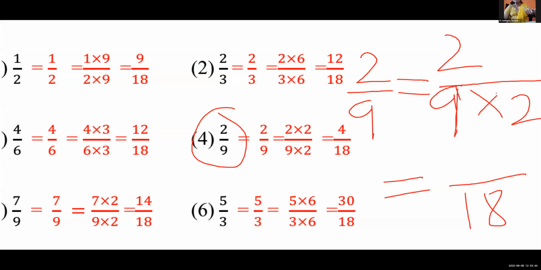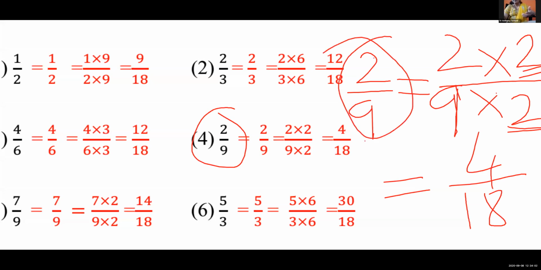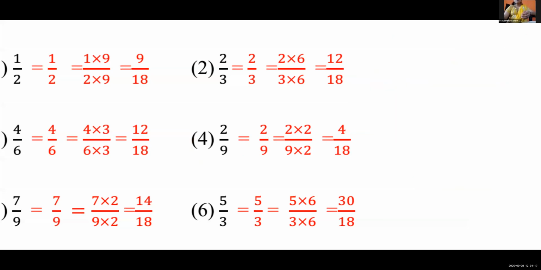Means in the denominator you are multiplying by 2. In the numerator you will use the same number 2. अगर डिनोमिनेटर में 2 से मल्टीप्लाई कर रहे हो तो न्यूमरेटर में भी सेम ही नंबर यूज करोगे. So 2 2s are 4. So 2/9 and 4/18 are the equivalent fractions. Correct? Okay, understood everyone? I hope everyone understood this.